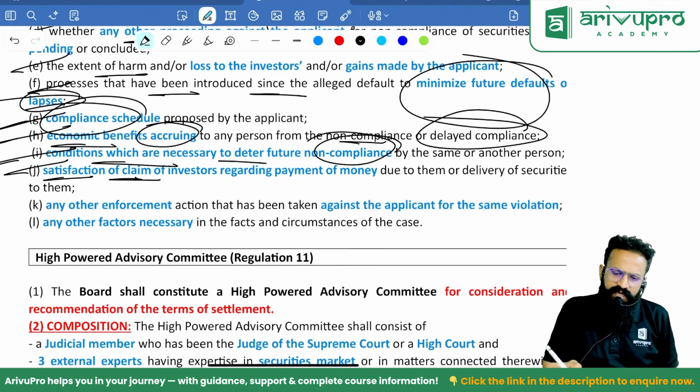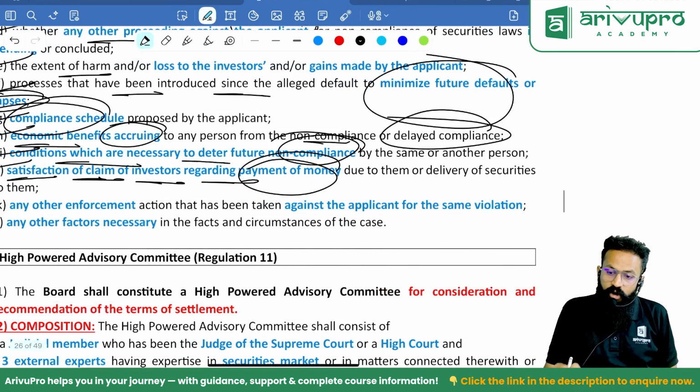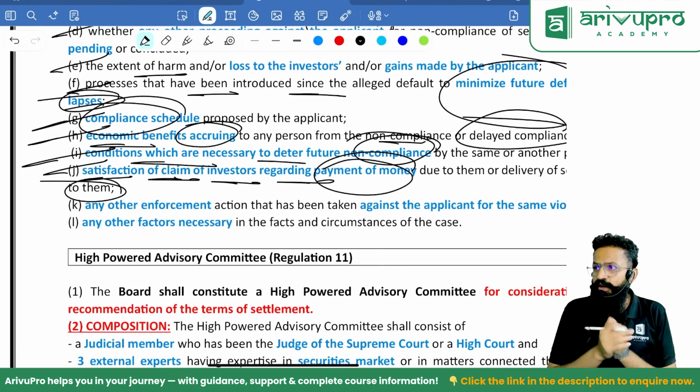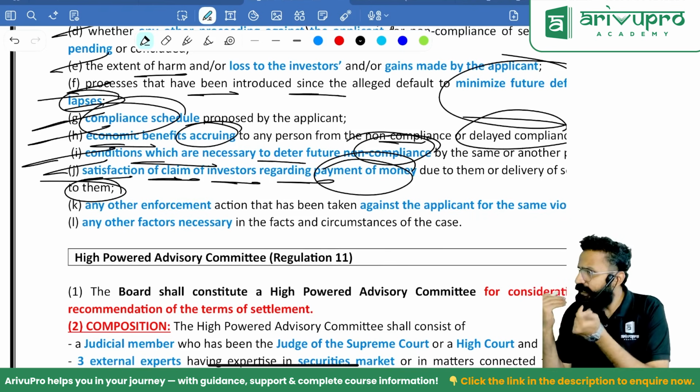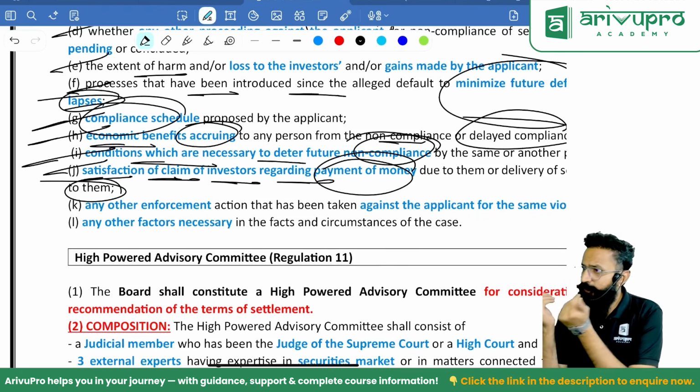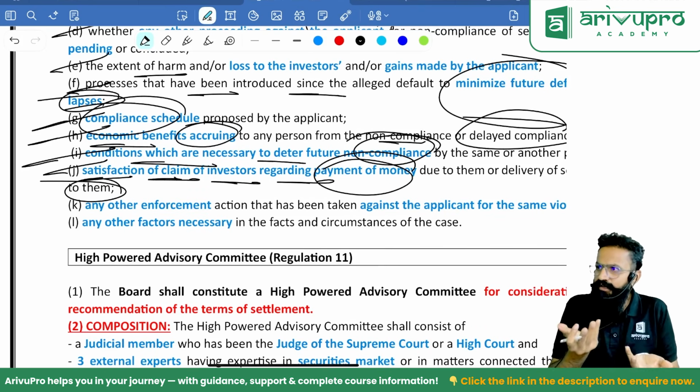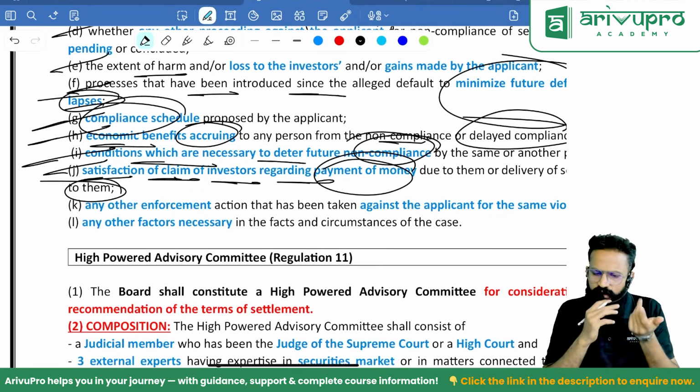Satisfaction of claim of investors regarding payment of money due to them or delivery of securities to them. Imagine you have made a non-compliance. If you have complied with all of that now, you should have paid money to the people. Now you have paid money also. Then I'm happy. I will treat your settlement application accordingly.